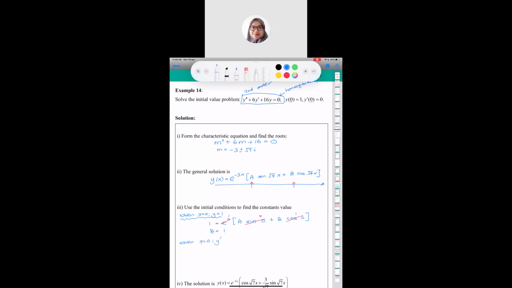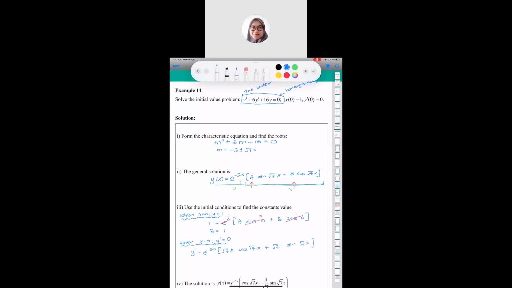So B equals 1, and I have the second initial condition: when x equals 0, y prime equals 0. So whether you like it or not, you have to find its derivative first. Differentiate it first. So y prime equals, differentiating this one, we have to use the product rule, which means you need u and v. So here u, v prime. Okay, v prime is square root 7 A cos square root 7x, plus B, which is already 1, so I substitute 1 directly: square root 7 sin square root 7x.